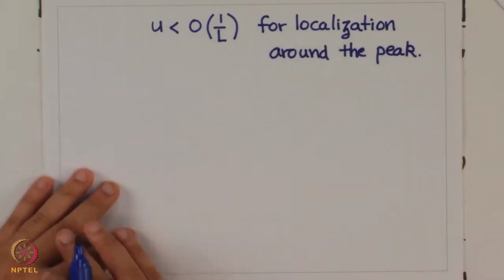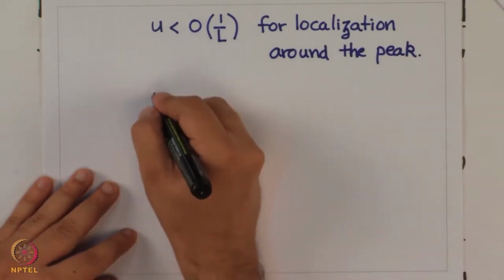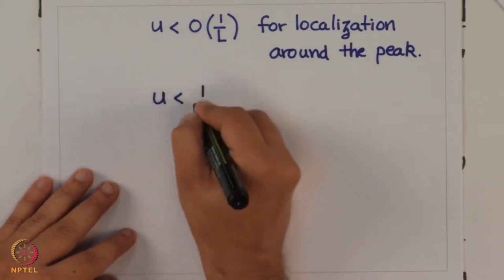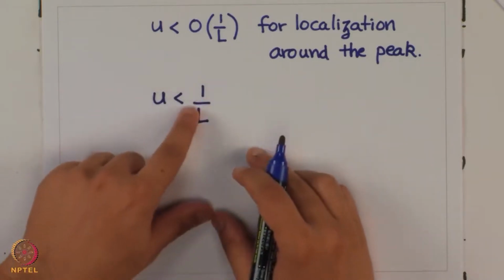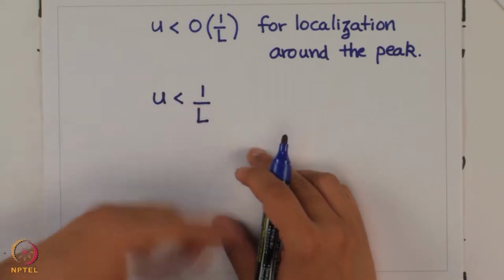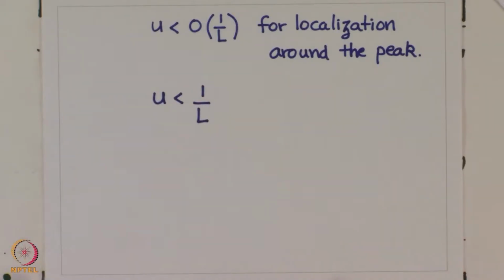Again, we are just interested in order of magnitudes. This can be written as U less than 1 by L. This is an assumption. In reality, there could be a factor of 2, there could be a factor of 5 or 0.5, but we are interested in some very engineering type approximations and trying to understand the behavior of the system and what it is trying to tell us.